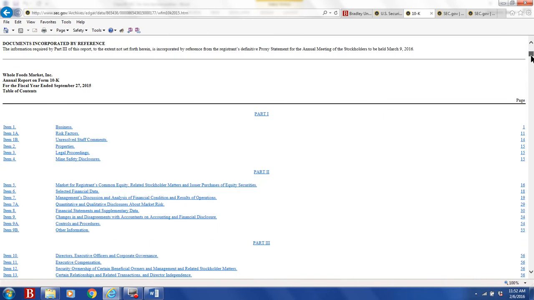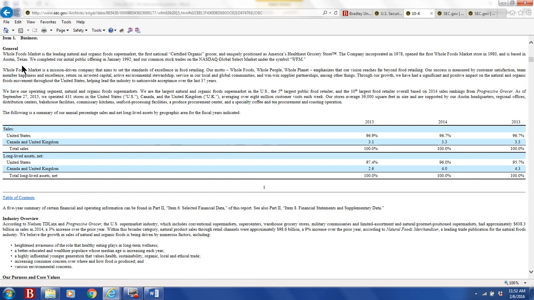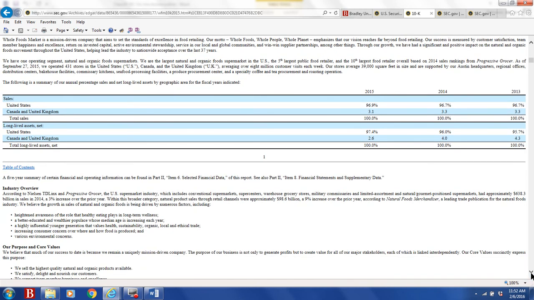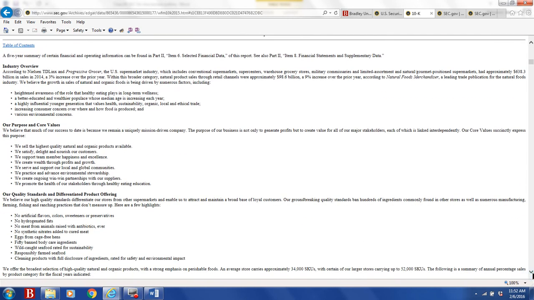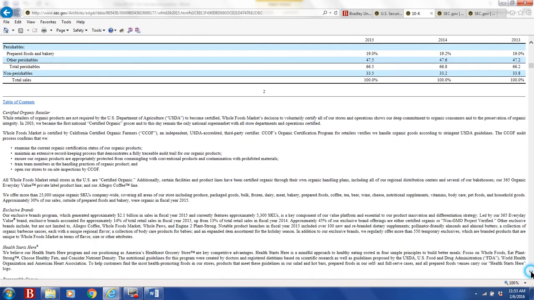To get there, we can just scroll down to the table of contents, click on item 1, and for example, it begins with some general information as to who they are. It talks about how their sales are divided between the U.S. and a couple of stores, it looks like, outside the U.S. It talks about their purpose. It talks about how they try to differentiate themselves by quality and the types of products that they own.